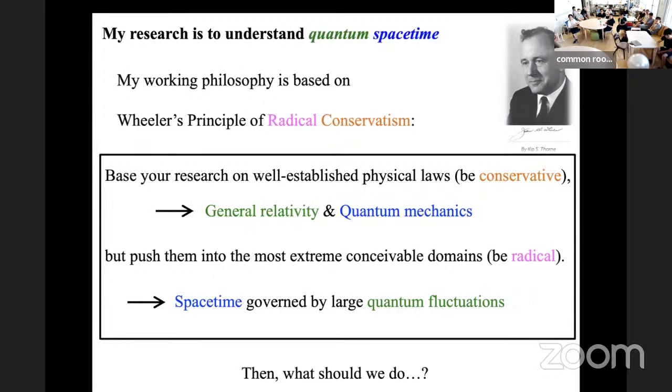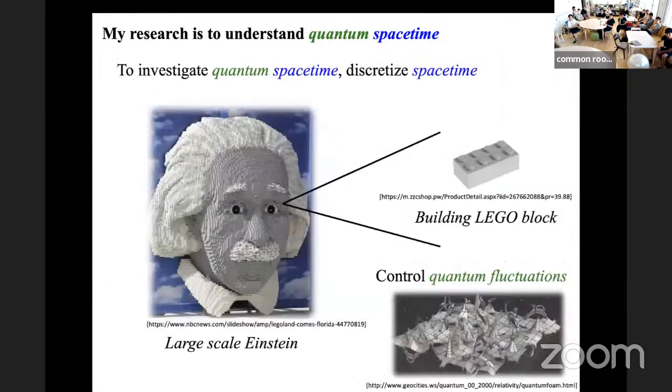So then what should we do? There are some candidates, but one possibility is to discretize space-time based on very simple building blocks. For instance, look at this picture. If you look at it from far away, you may see that this is Einstein. But if you zoom in, you can see the structure of Lego blocks. And actually, these Lego blocks can control or regularize the tremendously huge quantum fluctuations.